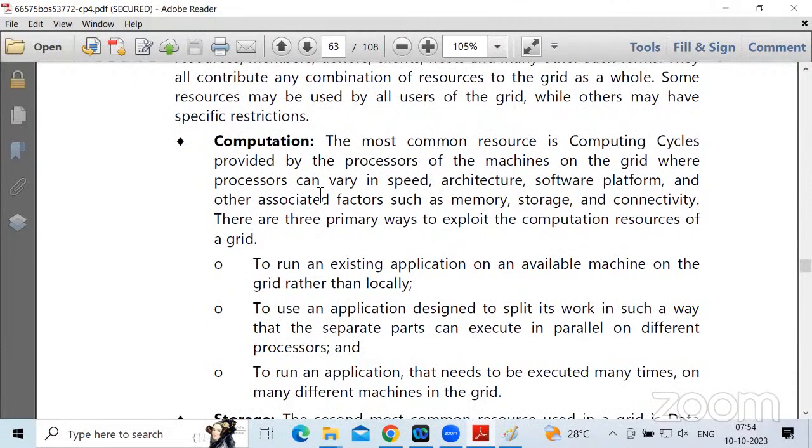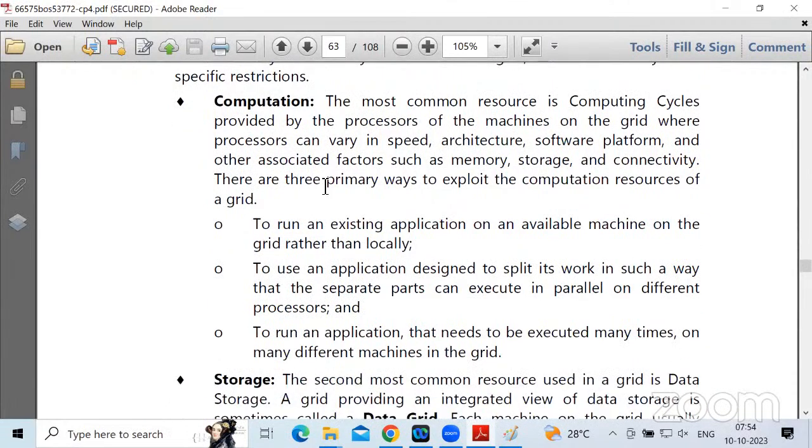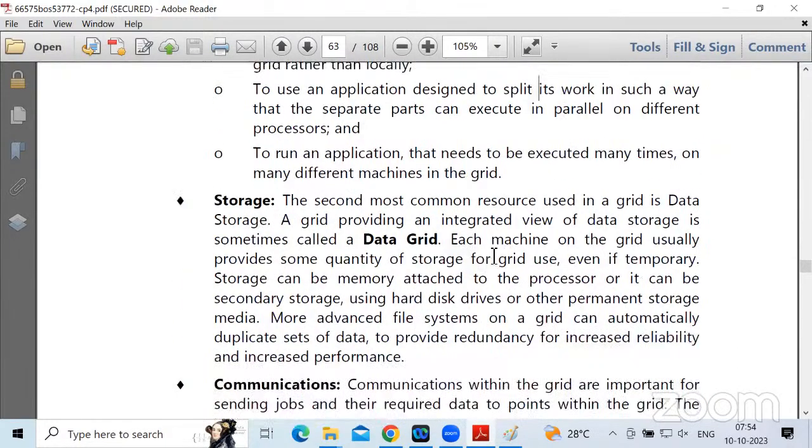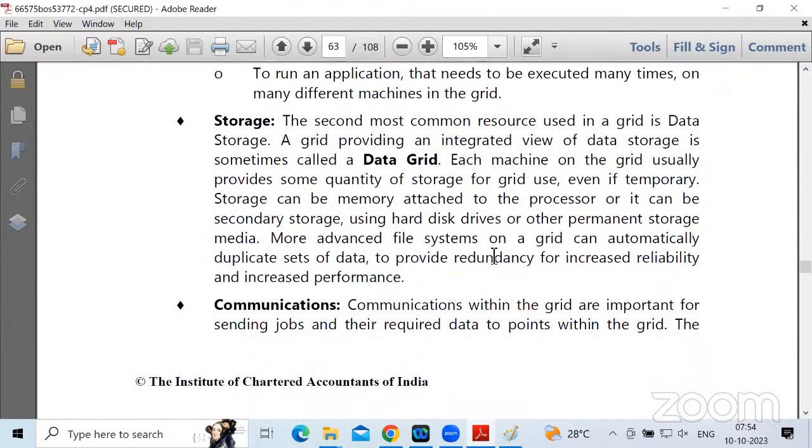So the first point here is computation. Computation is nothing but performance or processing. So they are using memory, storage, and network connectivity to run an existing application, to run an application designed to split work, to run an application that has to be executed many times. So that is related to computation.